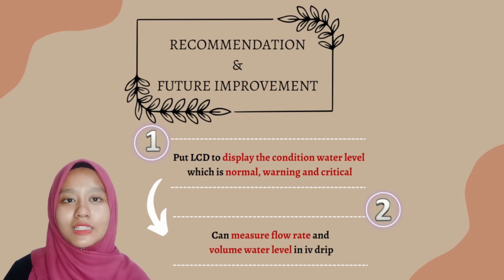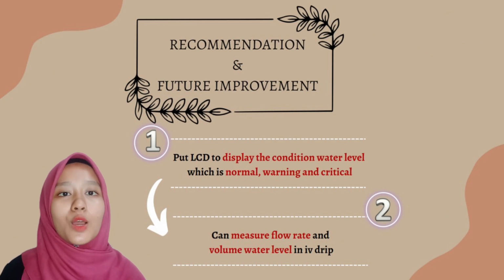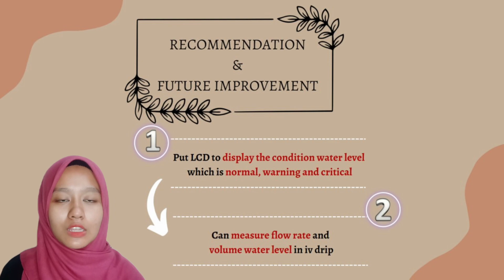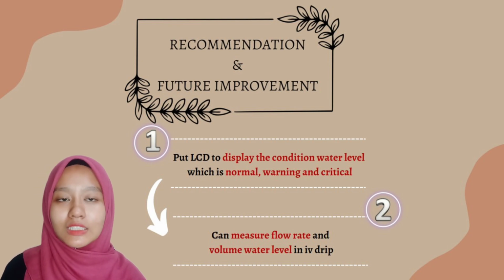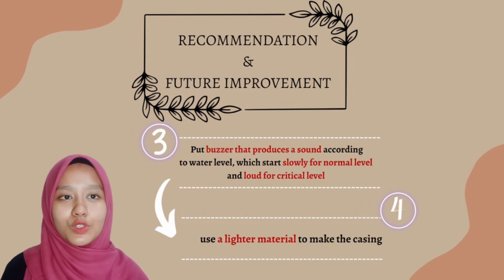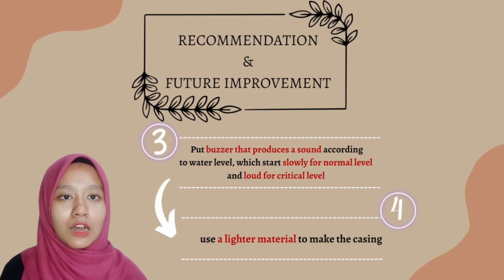There are 4 improvements in this project. Number 1, put an LCD to display the condition of the water level, which is normal, warning, and critical. Second, this project can measure flow rate and volume of water level in the IV drip. Third, put a buzzer that produces a sound according to water level, which is soft and slow for normal level and loud for critical level. Last but not least, use a lighter material to make up the casing.